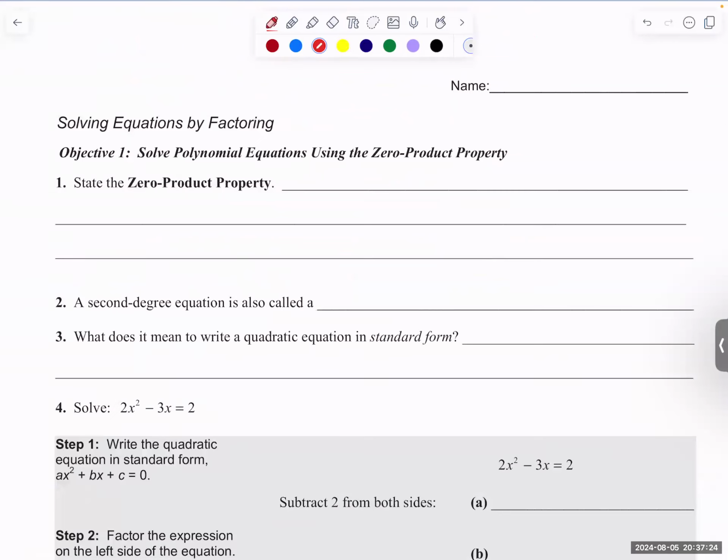Solving equations by factoring and using the zero product property. The zero product property says if a product of factors, a times b equals 0, either a equals 0 or b equals 0, or both could equal 0. And this is an equivalent statement.